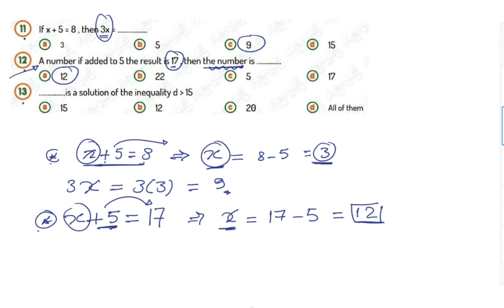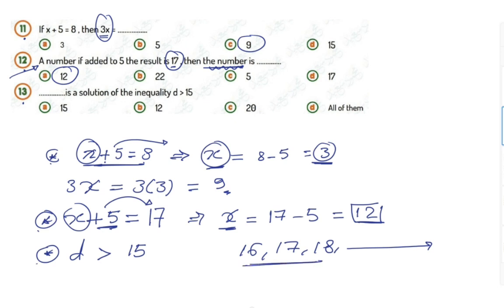Last point from this page. Blank is a solution of the inequality d greater than 15. Look with me here. D greater than 15. So d may be what? May be 16, 17, 18, and so on. All of these numbers are greater than 15, but not 15. Why? You have no equals here.